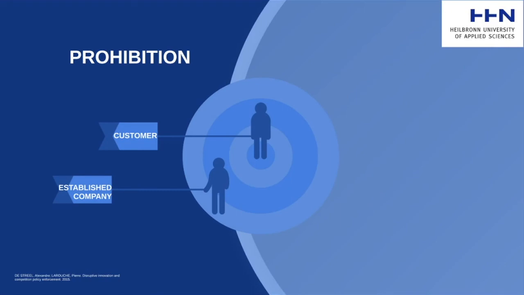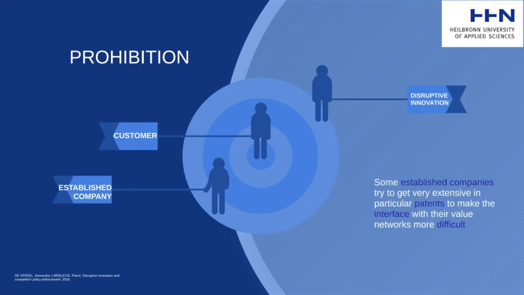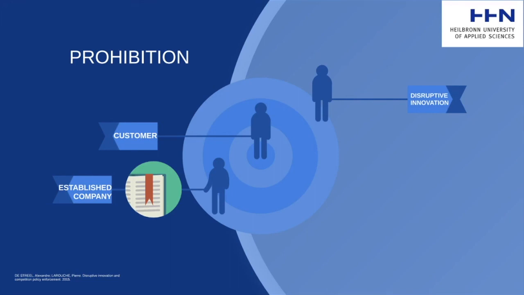Another more strategic solution to protect against disruptive innovations can be called a prohibitive measure. This involves established companies patenting their products, which are taken up by disruptive innovations as a basic idea for their product strategy. This makes the use or further development of the products of disruptive innovations virtually impossible and illegal.